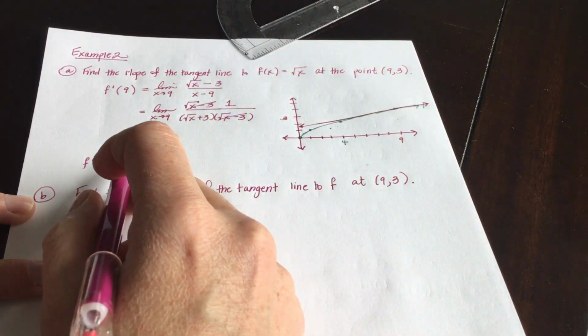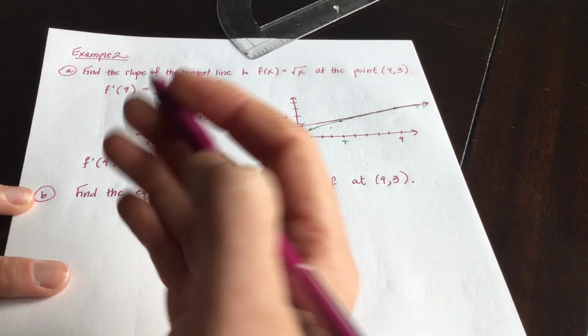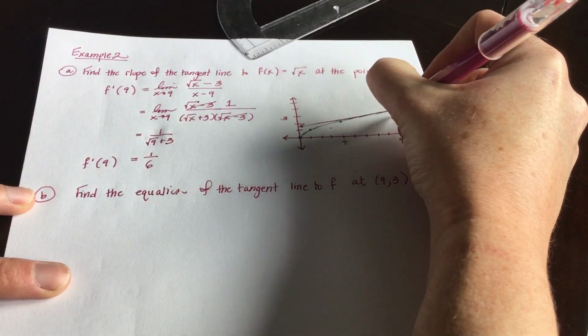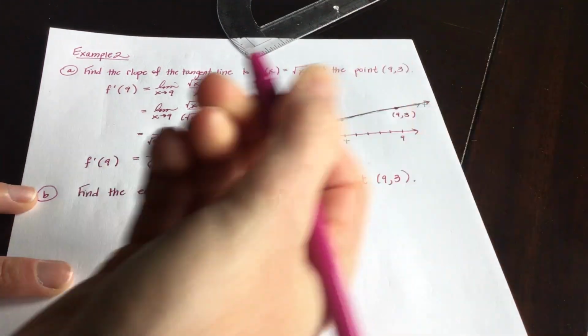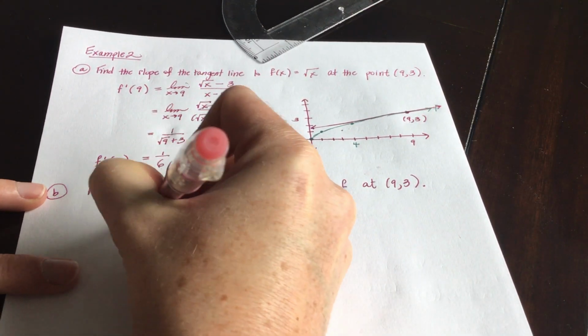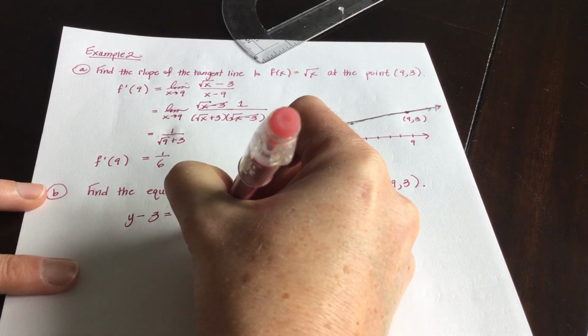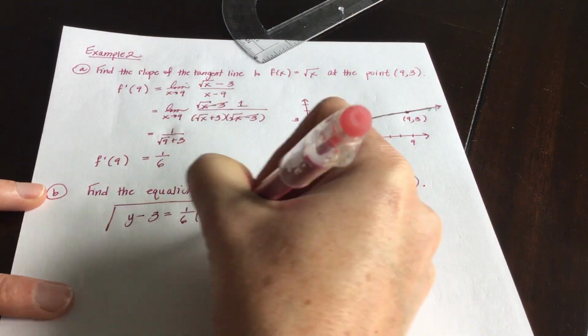Anyway, whatever. Okay, so what would the equation of that line be? Well, you know the slope and you know a point, the point of tangency, so you could just use point slope, no big deal. So y minus 3 equals your slope times the quantity x minus 9, and then we're done.